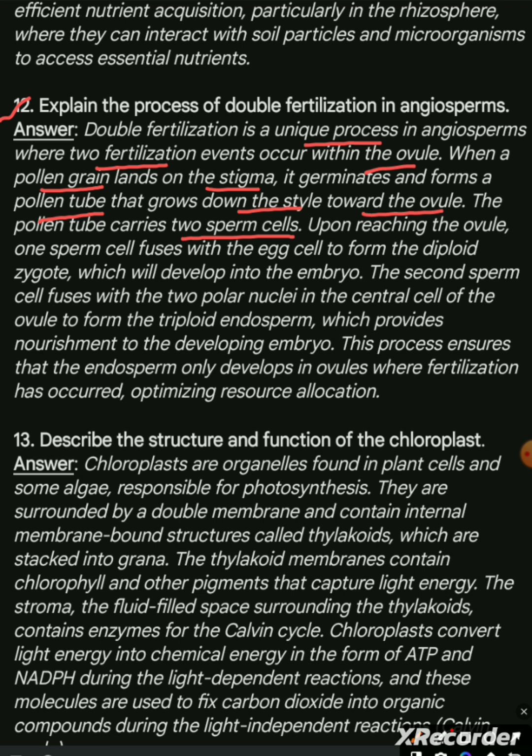Upon reaching the ovule, one sperm cell fuses with the egg cell to form the diploid zygote, which will develop into the embryo. The second sperm cell fuses with the two polar nuclei in the central cell of the ovule to form the triploid endosperm, which provides nourishment to the developing embryo. This process ensures that the endosperm only develops in ovules where fertilization has occurred, optimizing resource allocation. Question number 13.